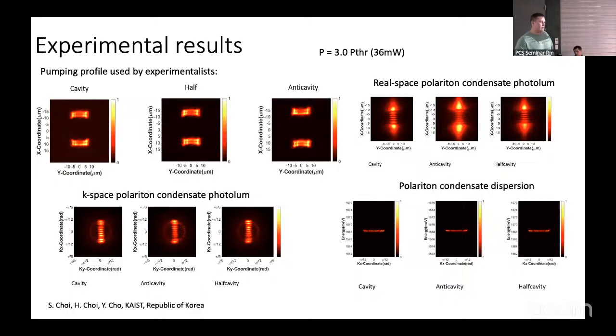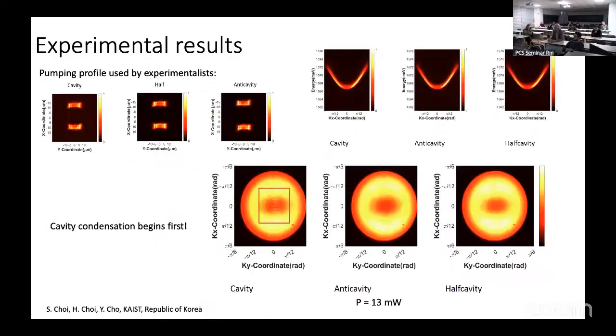And so what is the outcome? Then it doesn't matter, right? Not simulations, but the proposal, only. If I look at the experimental results, it looks like it doesn't matter whether I have a cavity. Yeah, because it is a high pumping regime. The difference was observed closer to the threshold, because as you can see here, this is the reciprocal space condensate photoluminescence captured for cavity, anti-cavity, and half cavity at a certain pumping power.